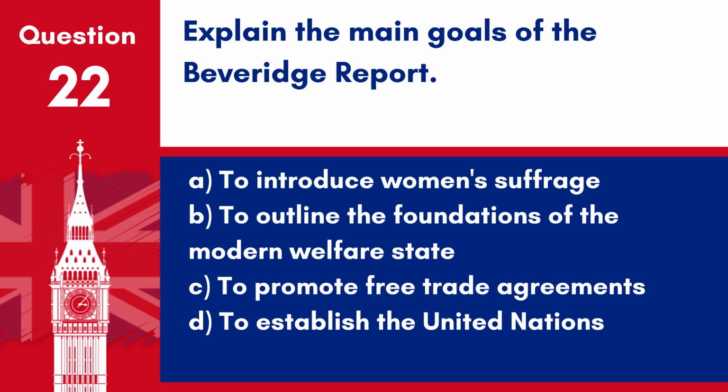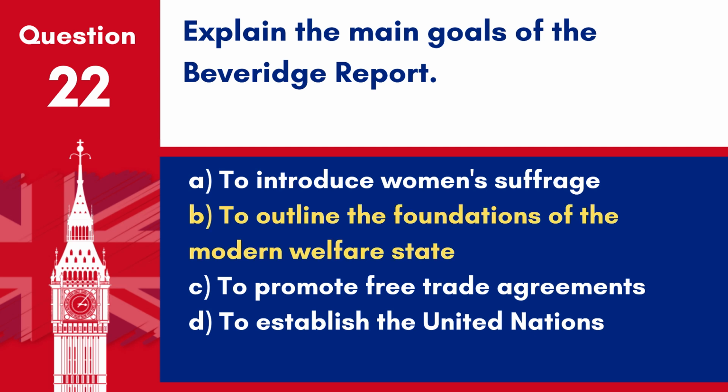Question 22. Explain the main goals of the Beveridge Report. A. To introduce women's suffrage. B. To outline the foundations of the modern welfare state. C. To promote free trade agreements. D. To establish the United Nations.